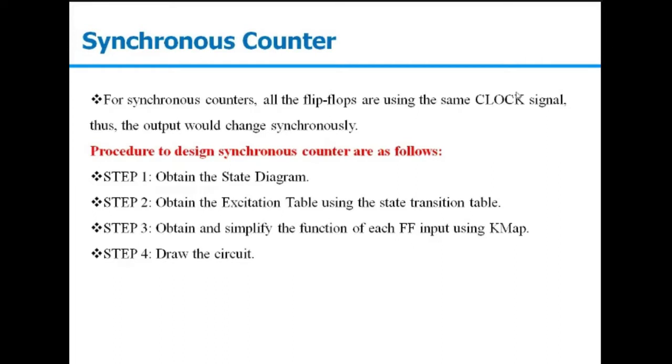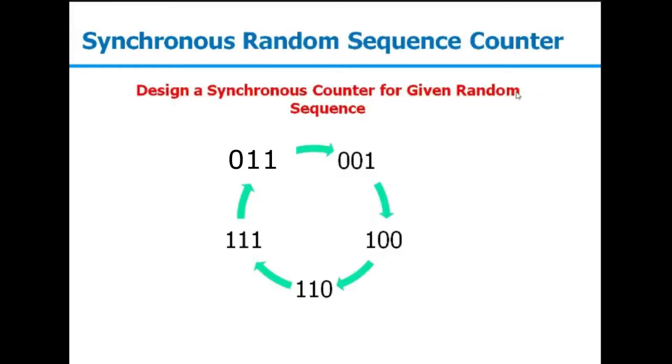Coming to our first example, that is designing a random sequence counter. We have been given a random sequence. Let us start from 1. We need to design a random sequence that is counting from 1 to 4, then 6, 6 to 7, and 7 to 3, and then 3 back to 1. So this is a random sequence that we want to count.